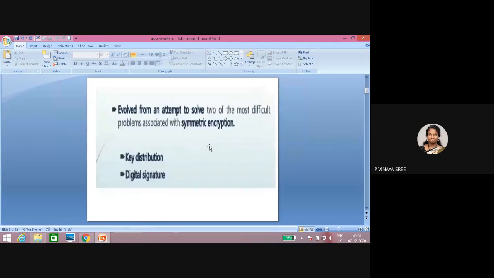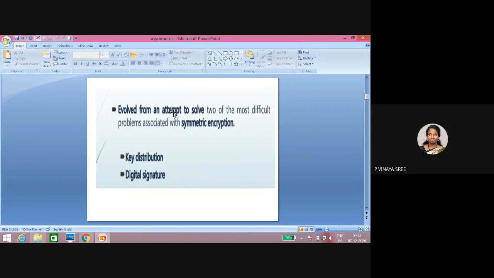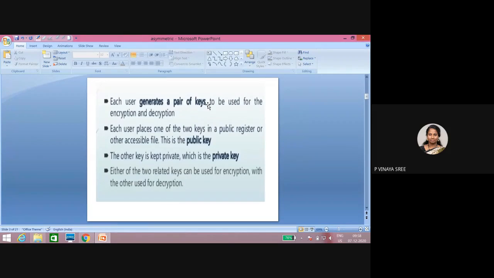In asymmetric key, each user generates a pair of keys to be used for encryption and decryption. Try to understand. If you can understand this concept, then the entire remaining units will be easy for you to understand. So in asymmetric, a pair of keys will be there for each person. Let us suppose Alice is there; Alice will have a public and private key. Bob will have a public and private key. So a pair of keys is used for encryption and decryption.